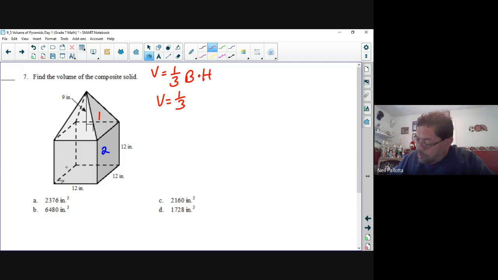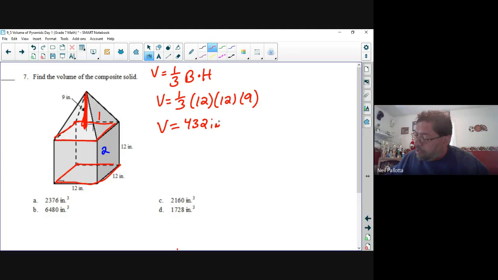Well, what's the base area? The base area is down here, right? Your base area is going to be that square. So the volume is going to be equal to your base area, which is going to be 12 times 12, right? That's your base area of your pyramid. Then we have to multiply by the height of the pyramid, which is going to be the 9. So when we multiply 1/3 times 12 times 12 times 9, we get 432. Those are cubic inches.